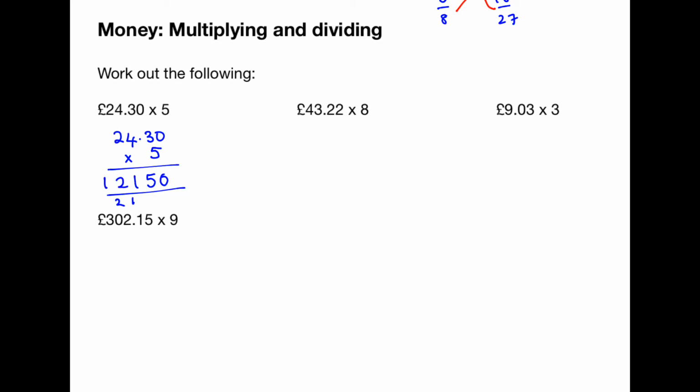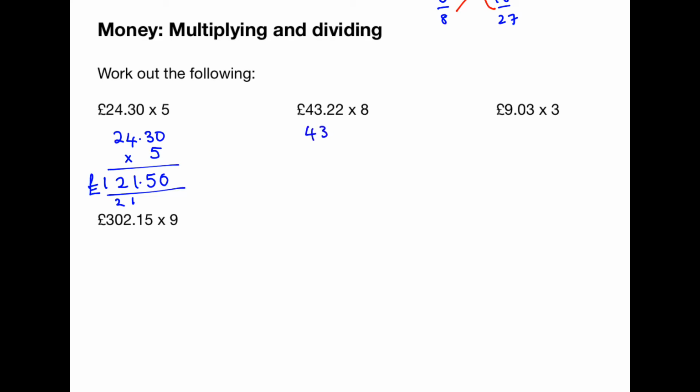Okay. So what we now need to do is decide where the decimal point goes. So here we've got 2 decimal places in the question. That means we've got 2 digits after the decimal point in the question. So there needs to be 2 digits after the decimal point in our answer, and we need to be careful and put our pound sign on as well.